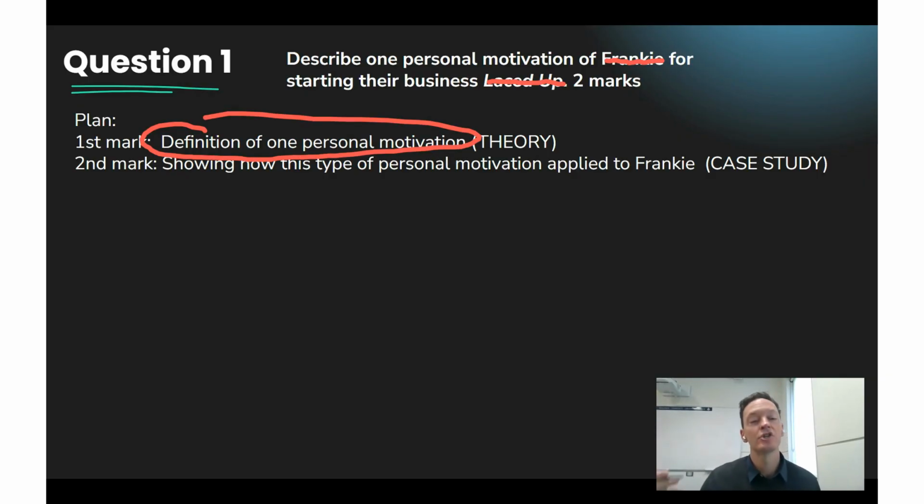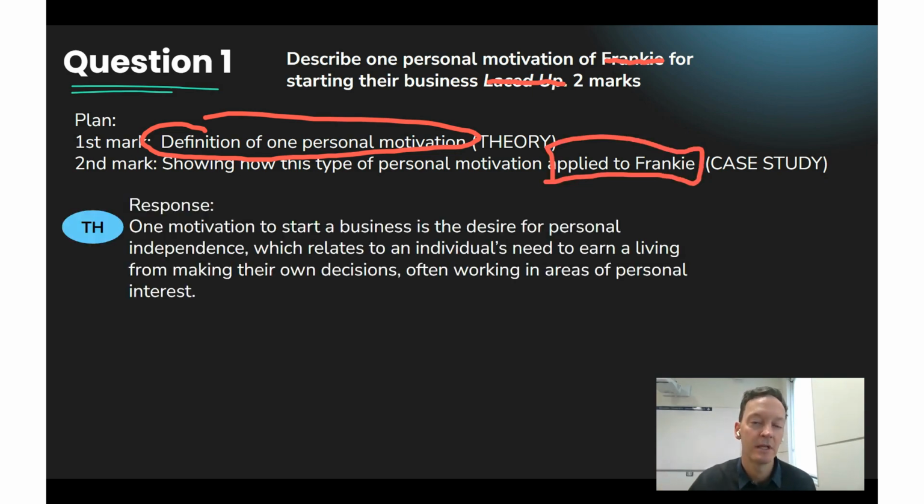Then for the second mark, you're going to show how this type of personal motivation applied to Frankie. And here is where they need to pair up. This is what it could look like. Your first mark would be something like this: one motivation to start a business is the desire for personal independence, which relates to, and then you go and tell me what that is.